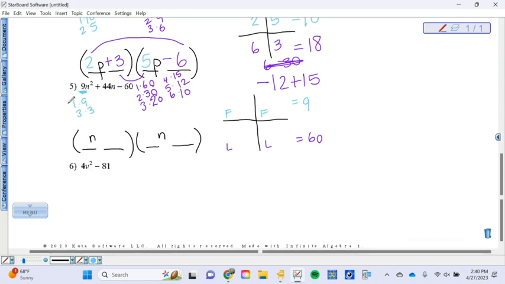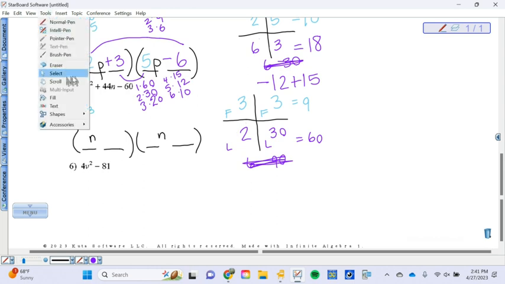So which one do you have a good feeling about in my 9s? 1 and 9 or 3 and 3? You want to try 3 and 3? And 2 and 30? 3 times 2 would be 6. 3 times 30 would be 90. 6 and 90, is that going to get me to 44? If I flip these around, is it going to change anything? No. So let's try something else.